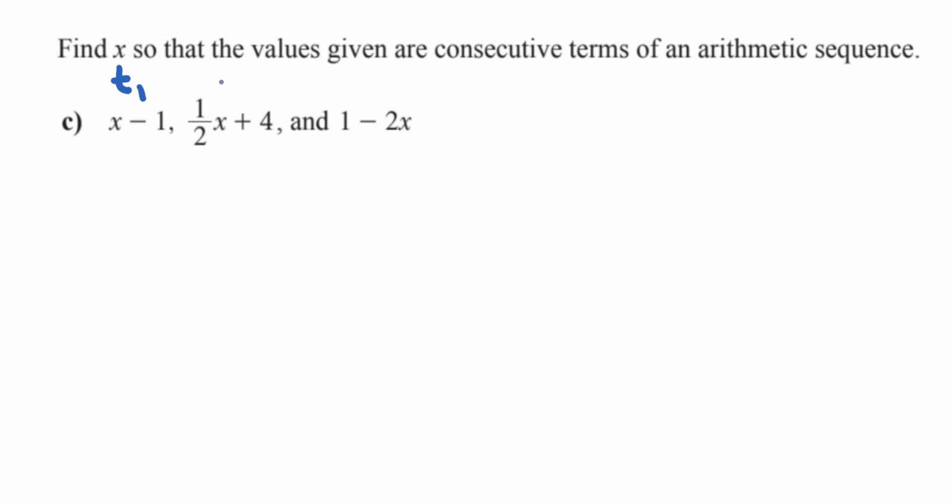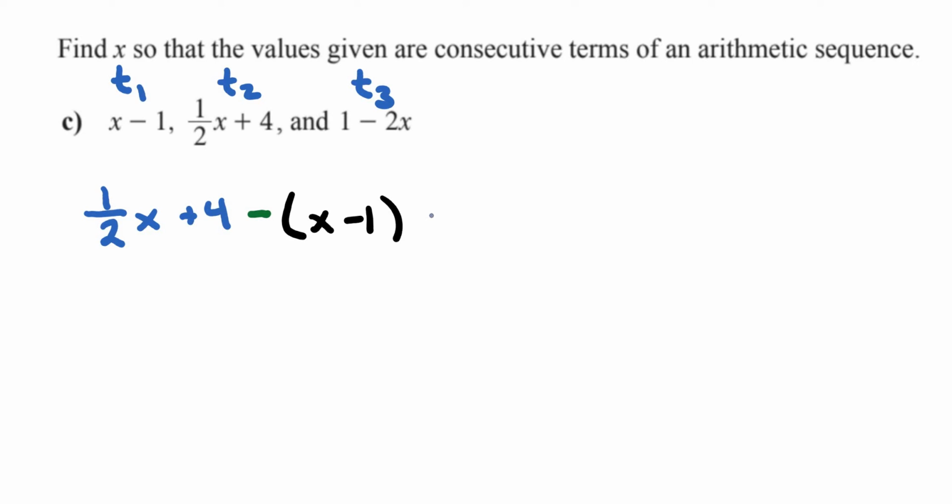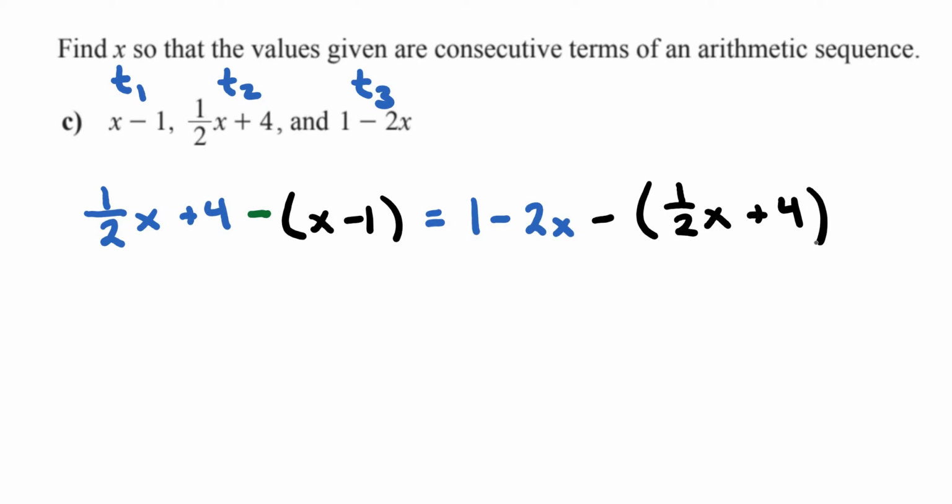So this is term 1, this is term 2, and this is going to be term 3. So let's start off with term 2 minus term 1. So term 2 is going to be 1/2 x plus 4, and then I'm going to subtract that from term 1, which is going to be x minus 1. And then I'm going to make that equal to term 3, which is 1 minus 2x, and then I will subtract that from the previous term, which is term 2, which will be 1/2 x plus 4. Okay. And then on the left-hand side here, let's go ahead and simplify this.